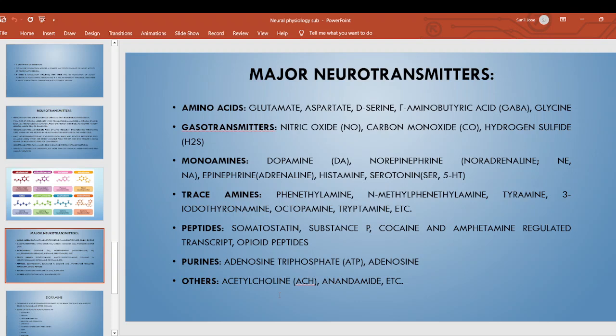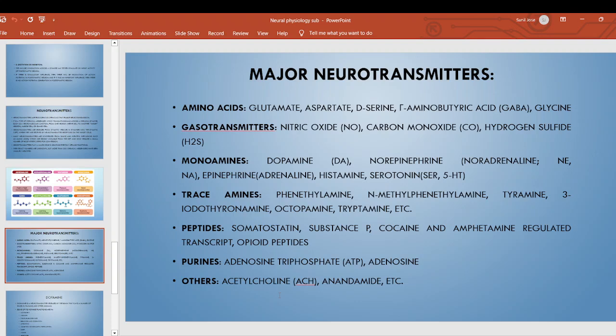Another category of neurotransmitters are peptides. Peptides are smaller protein molecules. When protein molecules are cut into smaller pieces, each piece is known by the name of peptide. So some of the neurotransmitters are actually smaller proteins and they are classified as peptides. A number of examples are there. For example, cocaine. Cocaine, the drug known as cocaine, it is a neurotransmitter.